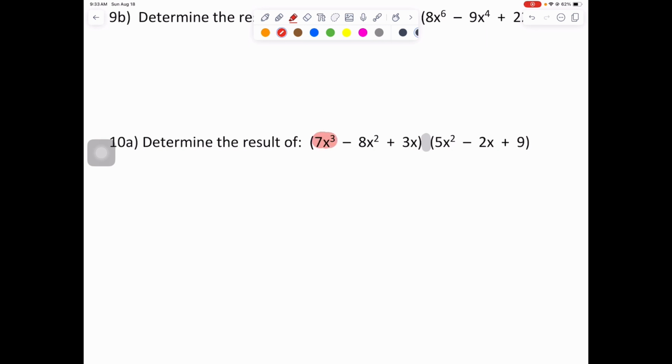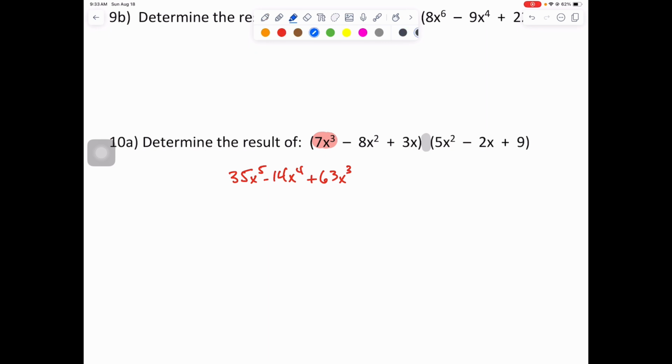All right, so we have our 7x cubed, and let's just go ahead and begin distributing. 7x cubed times 5x squared. 7 times 5 is 35. I'm just going to save some room here, I'm going to write it right here. All right, and then that will be x to the 5th because we are adding our exponents of 3 and 2. 7x cubed times negative 2x. 7 times negative 2 is negative 14. That will be x to the 4th, so minus 14x to the 4th, and then 7x cubed times 9. 7 times 9 is 63, so plus 63. Don't forget your x cubed.